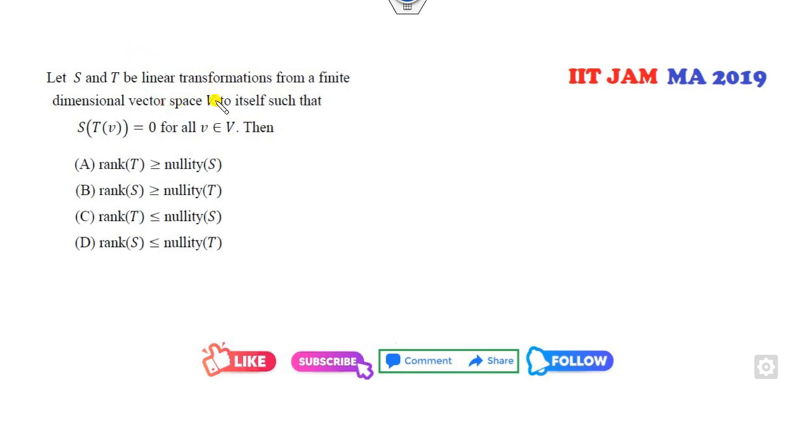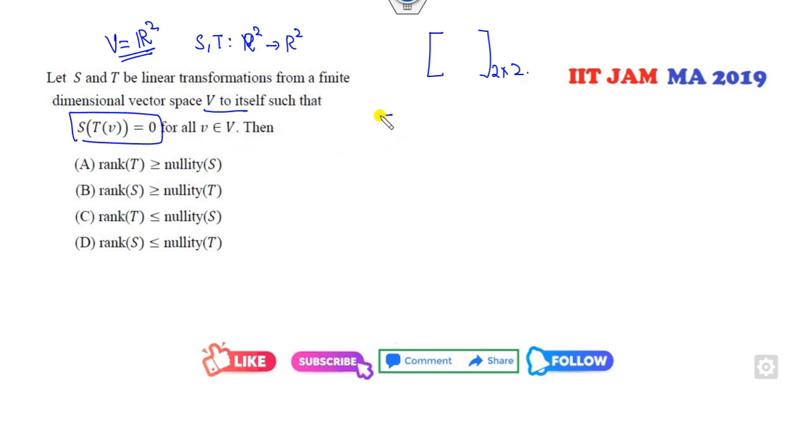T is a mapping from V to V. What is V? V is not given, so I can simply choose V as R square. So my S and T is a mapping from R2 to R2. It means both matrices are 2 cross 2. Okay. What does it mean? It means T of V belongs to the kernel of S. That's the meaning of this. Or you can say T of V means the range of T. This is a subset of the null space of S.